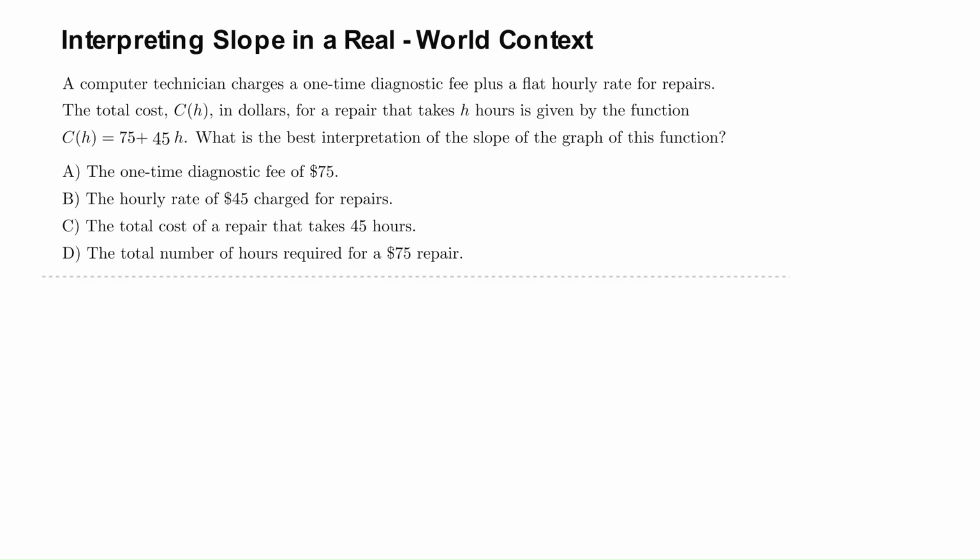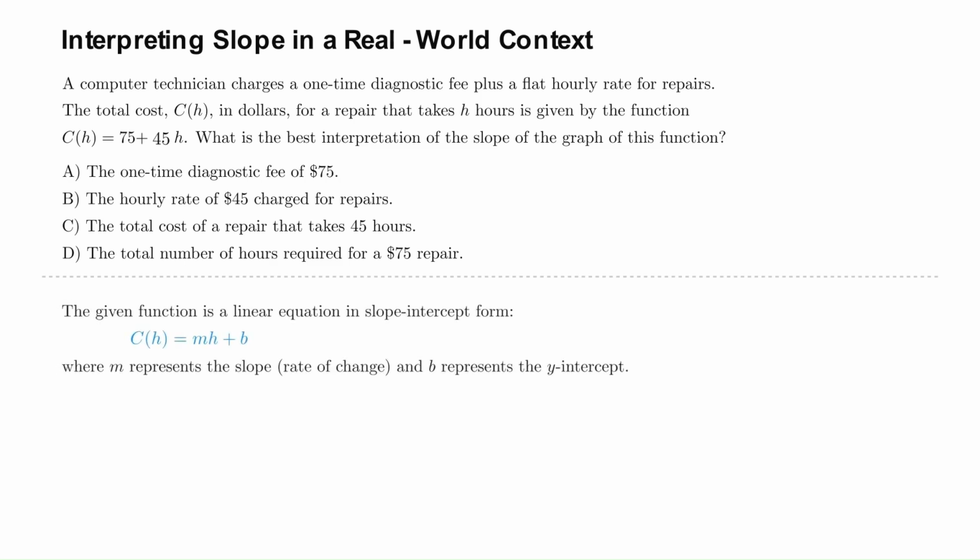In this example, we will learn how to interpret the slope of a linear function within a real-world context. Let's look at this problem. A computer technician charges a one-time diagnostic fee plus a flat hourly rate for repairs. The total cost, C of H, in dollars for a repair that takes H hours is given by the function C of H equals 75 plus 45H. We want to find the best interpretation of the slope of this function's graph.